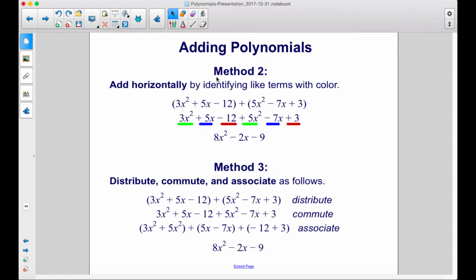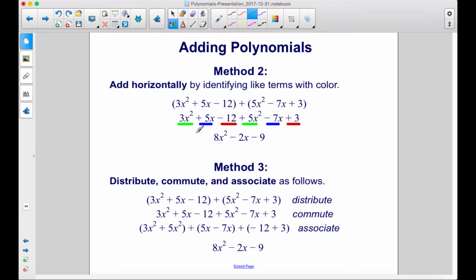The second method is adding horizontally by identifying like terms with color. So in this case, you pick a color like green for any term that has an x squared in it. So this like term combines with this like term, and then you pick a different color for your next term, like x here, and you have an x over here, so those are both blue, and you have the two constants, negative 12 and 3, and you make those red, and that helps you keep track of what you're doing.